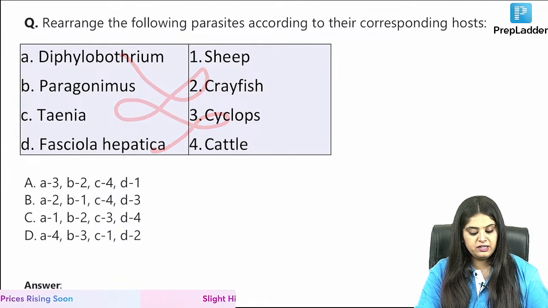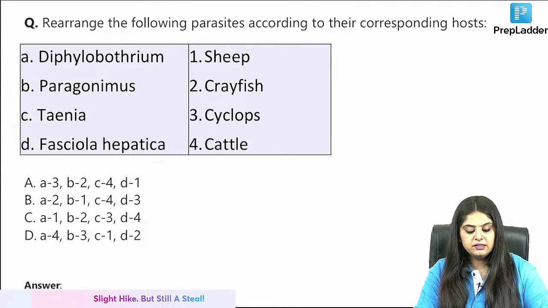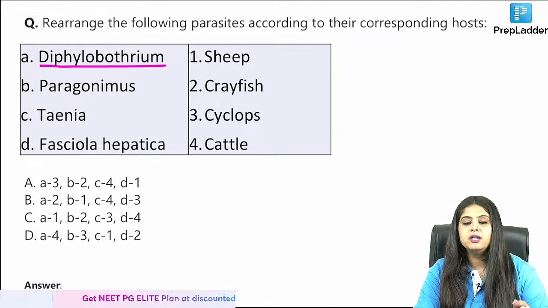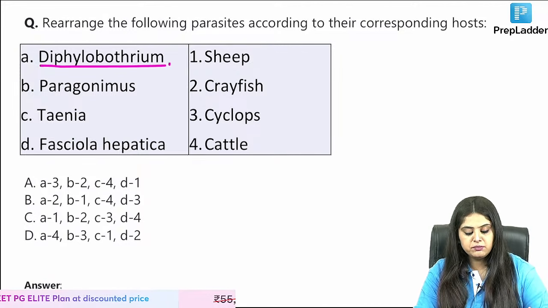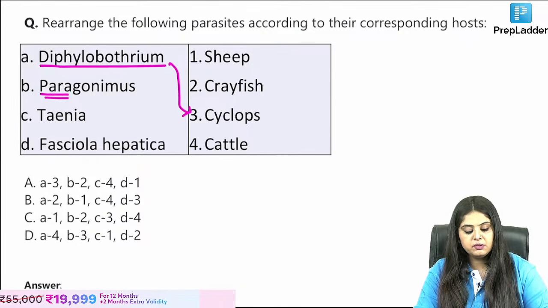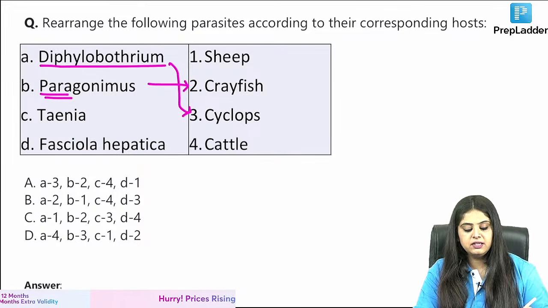Let's see how many of you were listening. Tell me one by one, quickly. Diphyllobothrium latum, Diphyllobothrium latum. Ma'am, small fish, big fish. Small fish is mentioned over here. This means we will talk about cyclops. Next, Paragonimus. Para is Cara. I will mark it with crayfish.